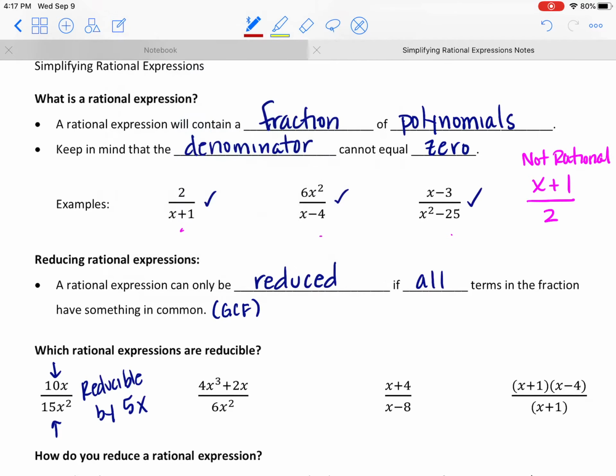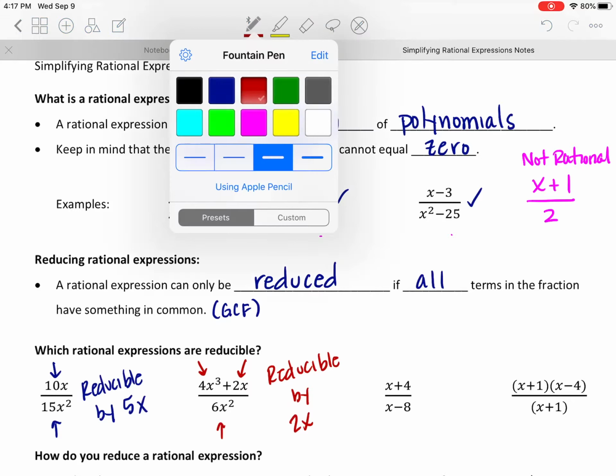Now the next fraction, how many terms do we have? Well, we've got a 4x cubed, a 2x, and a 6x squared. That's 3 terms. Is there something other than 1 that goes into all 3 of those? Is there a GCF other than 1 for all 3 of those terms? Yeah. So we would say that this fraction is reducible by the 2 and the x that they have in common. Okay, now how about this next one?